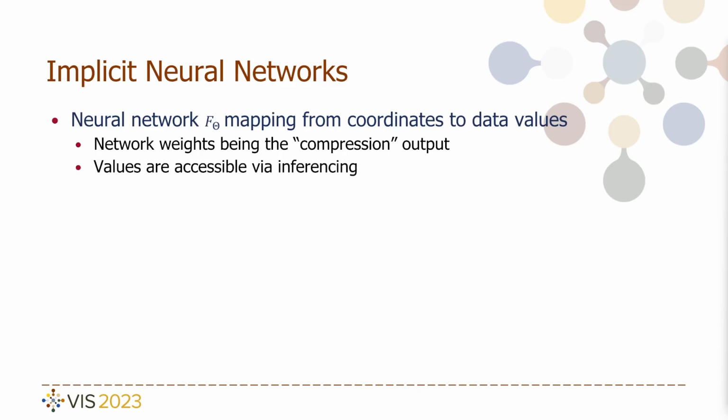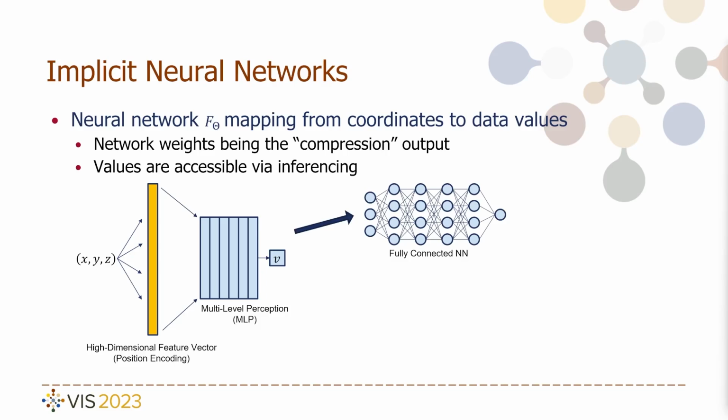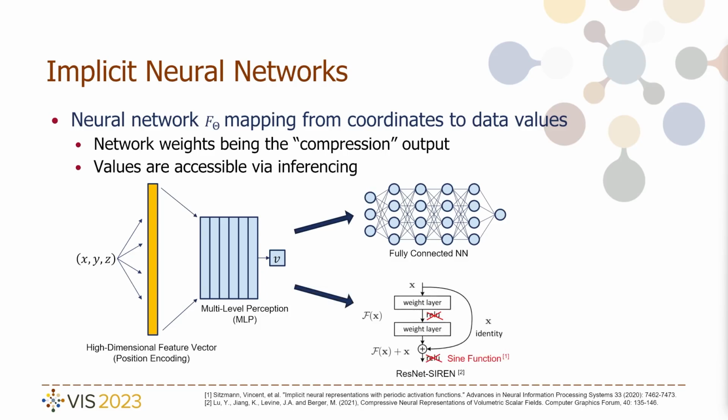In terms of architecture, a typical implicit neural network begins by transforming an input coordinate into a high-dimensional feature vector, a process commonly known as position encoding. This encoded feature vector is then processed through an MLP unit. MLP units can be implemented using various architectures, such as fully connected neural networks or ResNet-based networks with sine activation functions. In our research, we opted for a fully connected neural network for the MLP unit, as it synergizes well with the position encoding method we employ.